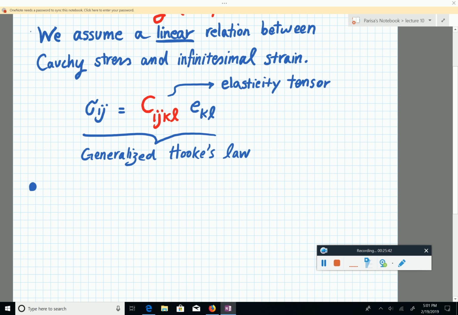So what does it predict? If I don't have any strain, could I have any stress, or vice versa? No. One of the pillars of linear elastic material behavior is that if we don't have any strain, we also have no stress. It's kind of obvious, right? So sigma ij is 0 if epsilon kl is equal to 0. That means we don't have any stress in the reference configuration.